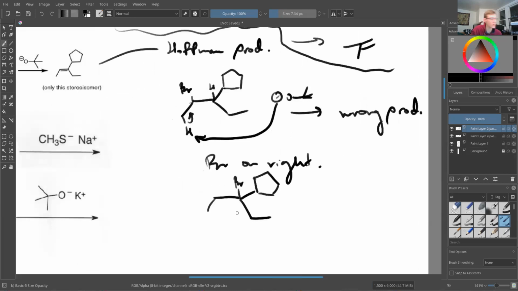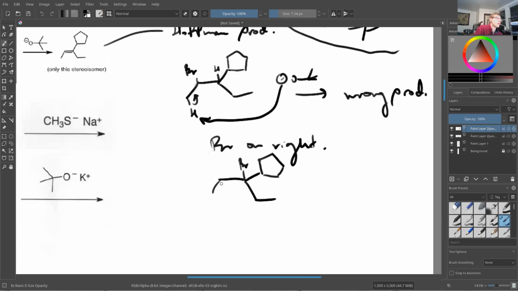Okay, there's the rest of the structure. And, well, what do we know about the hydrogen that is opposite to the bromine? It's anti-periplanar. Exactly, yeah. Okay. So this hydrogen has to be anti-periplanar. In this case, it doesn't matter, right? Because we have another hydrogen here. So on this side over here, it's not a chiral center. Right.